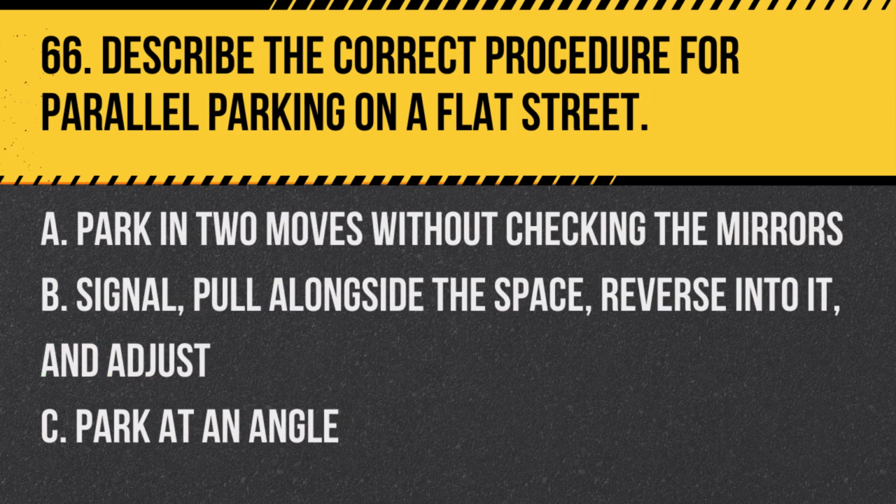Question 66. Describe the correct procedure for parallel parking on a flat street. A. Park in two moves without checking the mirrors. B. Signal, pull alongside the space, reverse into it, and adjust. C. Park at an angle. Answer: B. Signal, pull alongside the space, reverse into it, and adjust. This method ensures safe and efficient parking.